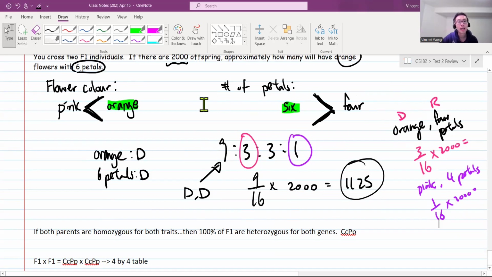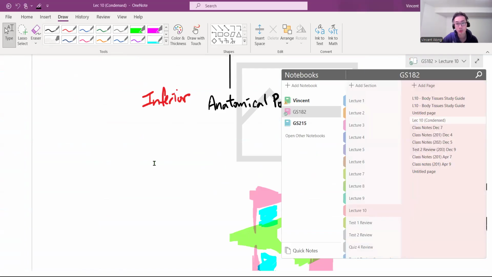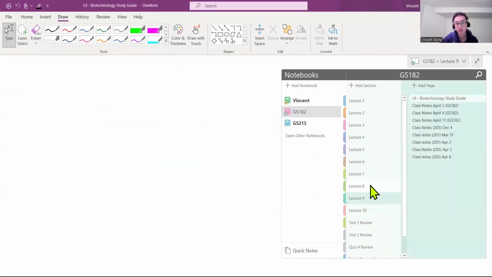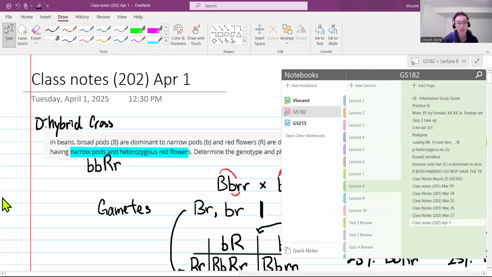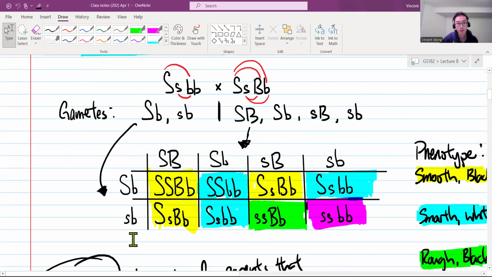You can only do 9-3-3-1 if you have the 16-square, 4x4 table. On the quiz, the question was more like questions like these. If this is a 2x4 table, then you cannot use 9-3-3-1. You have to physically count them.